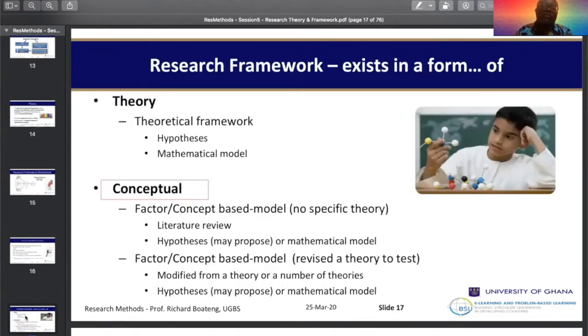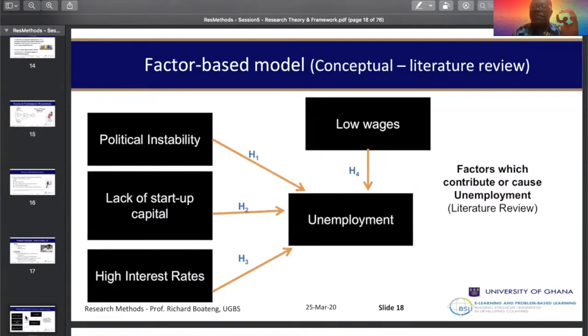Now, let's look at the fact that a research framework can start from a theory. It can also start from a conceptual state. A conceptual framework can start from a literature review that turns into a conceptual model. So let's see how that works. This is a person doing a study on factors that contribute to or cause unemployment. In this scenario, the person has read different literature and then used it to develop a conceptual model here.